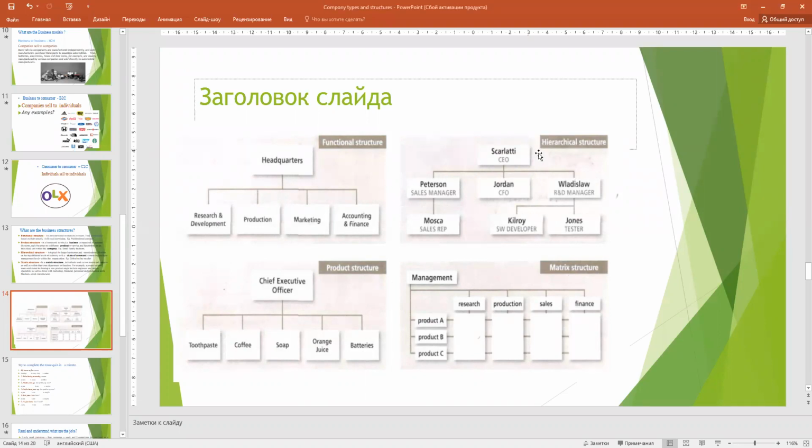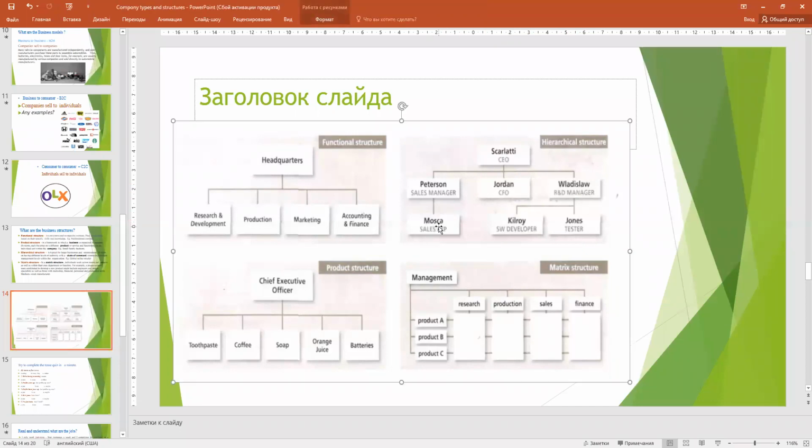Then you can see the hierarchical structure. For example, the Scarlet Letter. This is a company name, and it has a CEO, Peterson, the sales manager, and Jordan, the CFO. And you can see after these three positions we also have lower positions, for example, a sales representative, and also developer and tester.